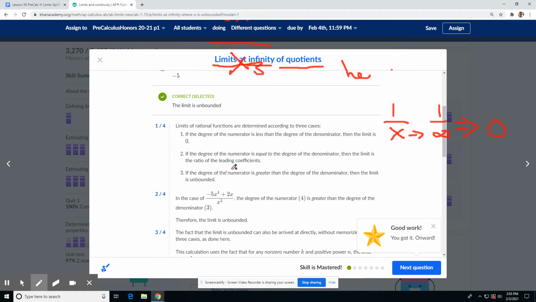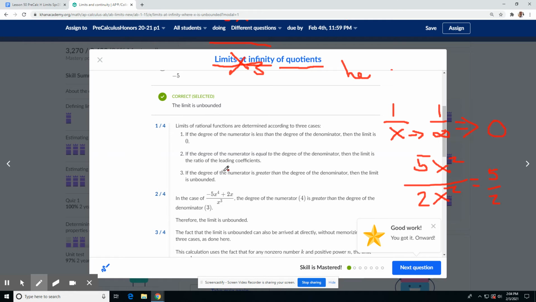0. All right, if the numerator is equal to the denominator, then the limit is the ratio of the leading coefficients. So this is if you have like 5x squared over 2x squared as your biggest exponents. They reduce out and it would turn into 5/2. That's what this one does as we go to infinity for the x's.